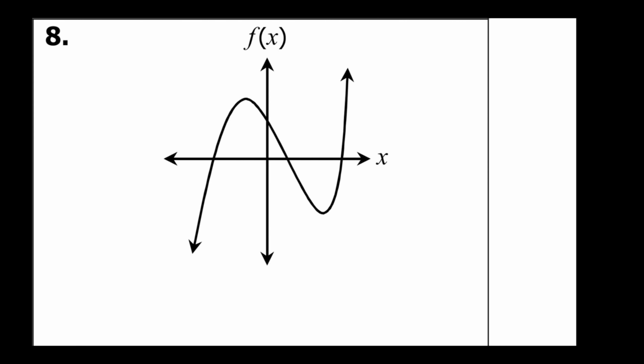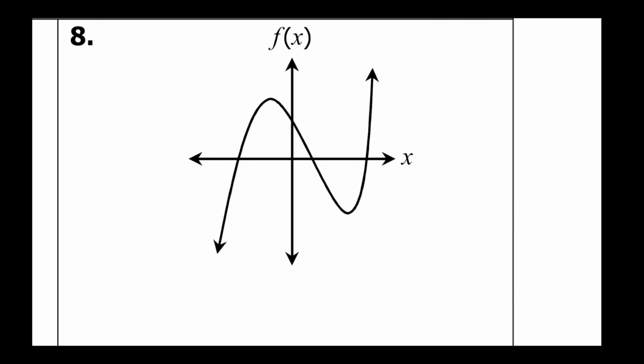But when we look at something like this, we have one going this way, one going that way, one going to negative infinity, and then to the right going to positive infinity.